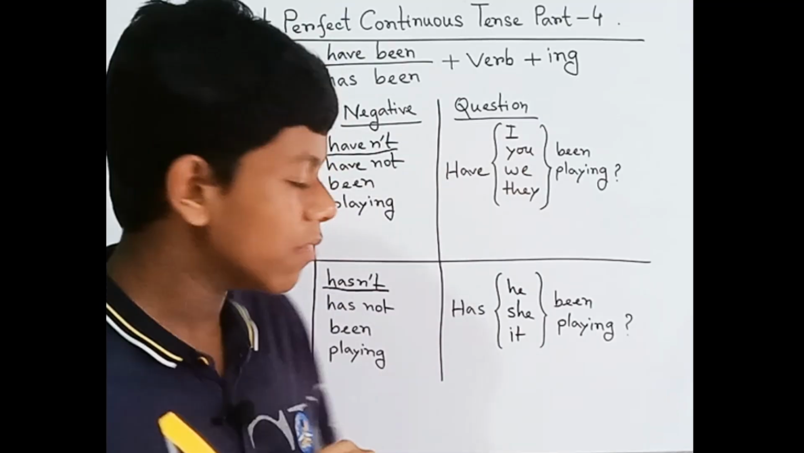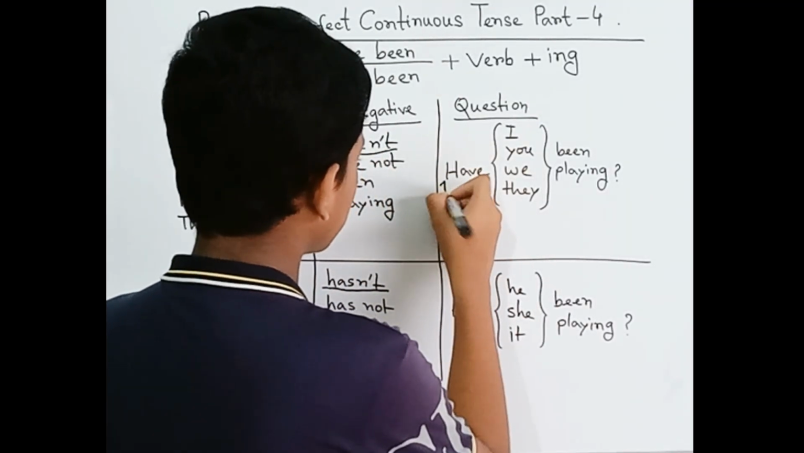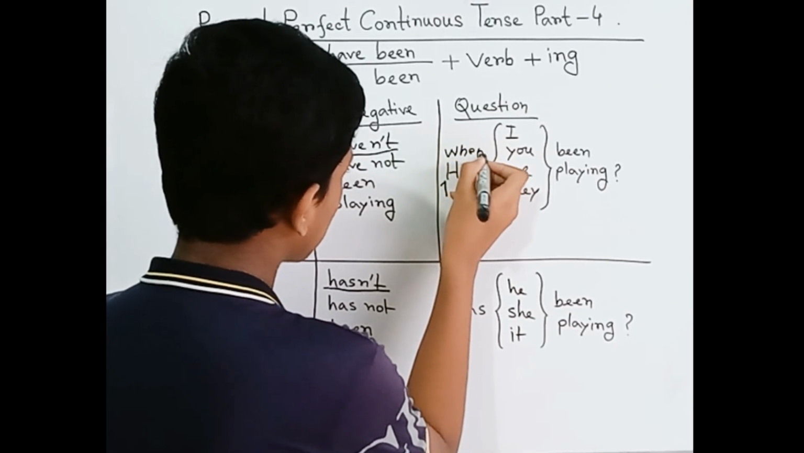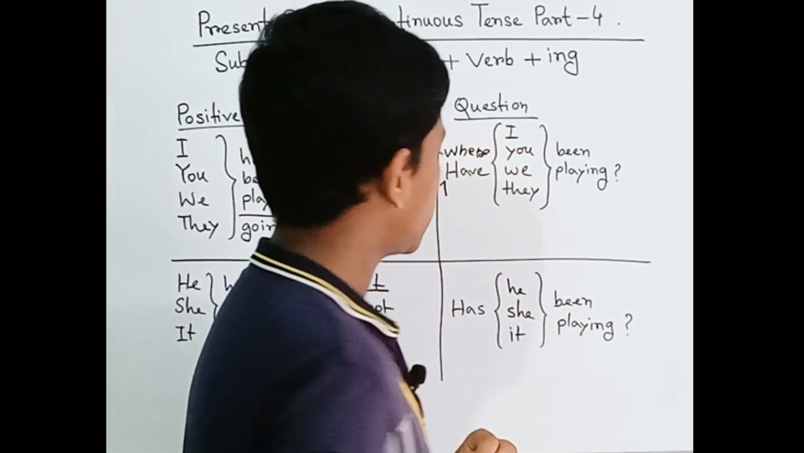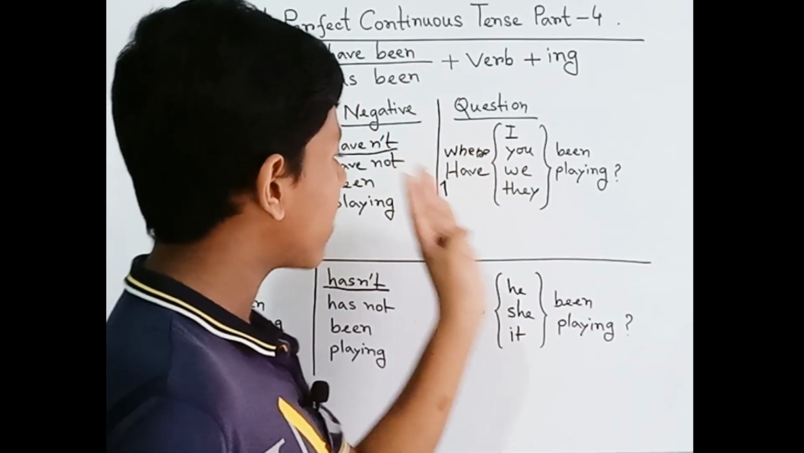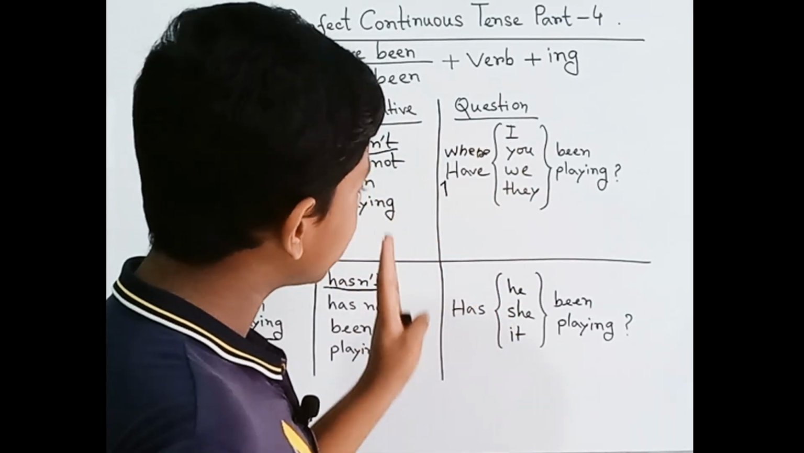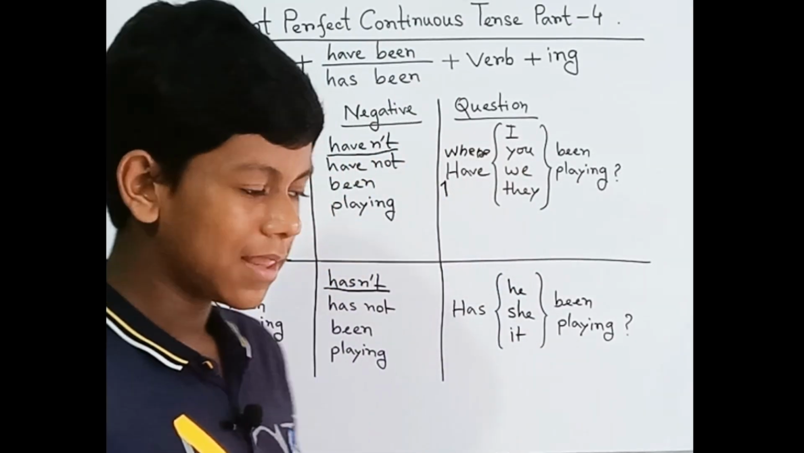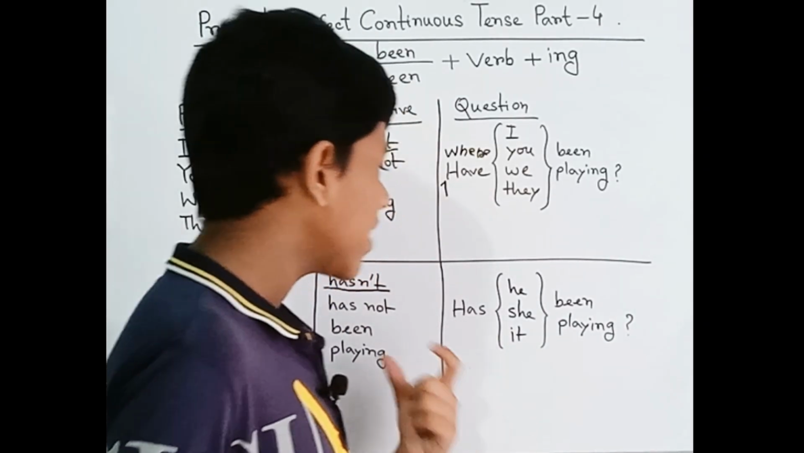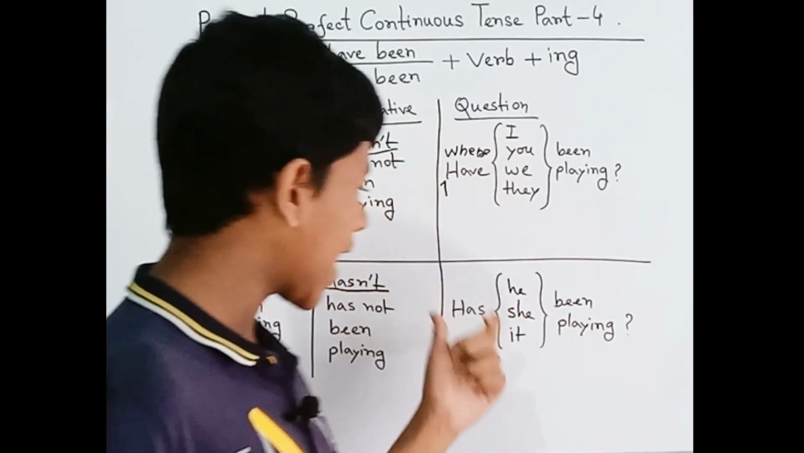And there's one more matter we can also add. Do you know what? We can add the WH question. Let's use where. We can say, where have I been playing? Where have you been playing? Where have we been playing? Where have they been playing? Let's see, we can just do that. Okay, same here. Where has he been playing? Where has she been playing? Where has it been playing?